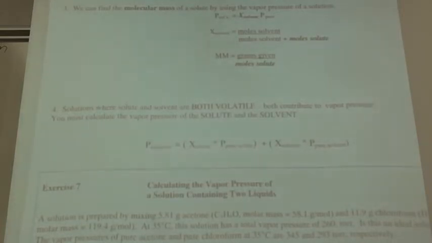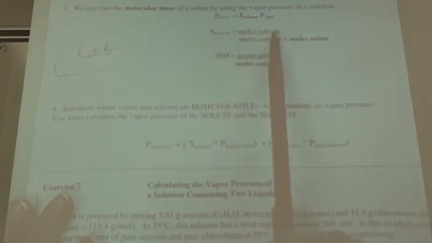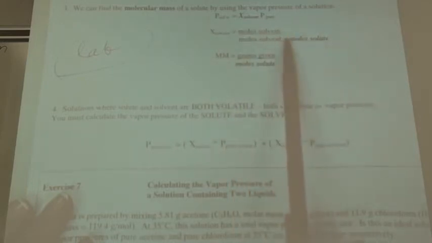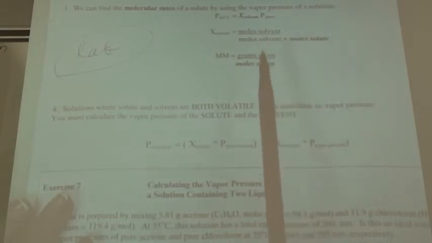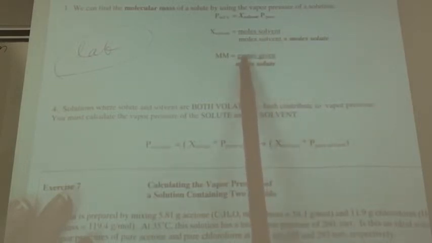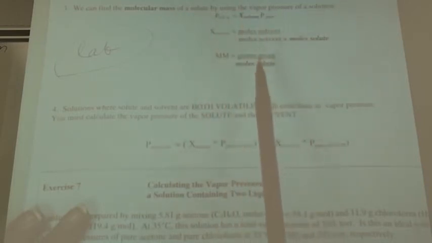All right, ladies and gentlemen, we are going to be finding the molecular mass of a solute by using the vapor pressure. We're going to be doing something similar to this in the lab. If we look at this really quick, using Raoult's law, you can solve for the mole fraction. You know how many moles of solvent you have. You figure out how many moles of solute you have. And if you know the amount of the solute you started with, by figuring out the vapor pressure of the pure solvent and the vapor pressure of the solution, you can find the molar mass.